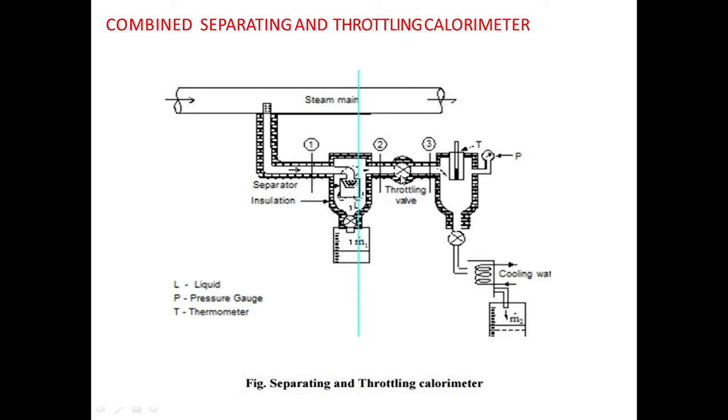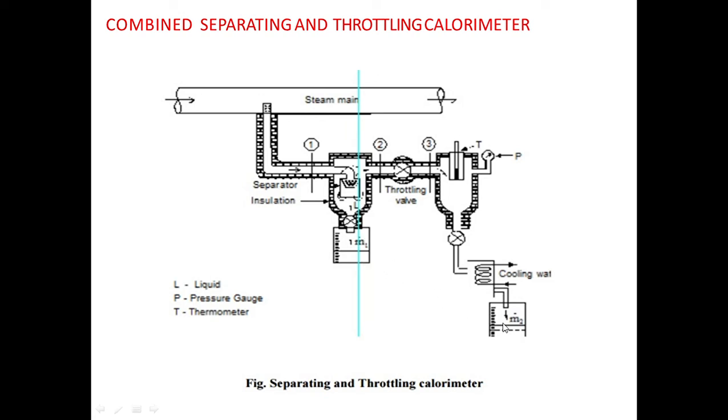In the next unit, you throttle the steam, and you measure the pressure and temperature before throttling and the pressure and temperature after throttling. Then whatever steam is coming goes to the condenser, so that it can be condensed and we can measure the mass of steam which has passed through the throttling calorimeter. The total mass is the summation of the mass of water separated here and the mass of steam condensed here.